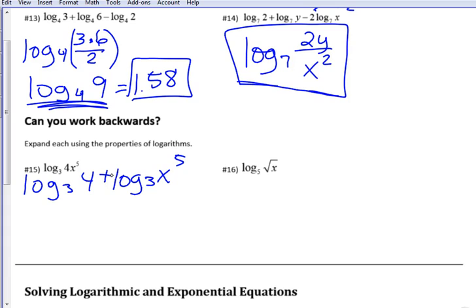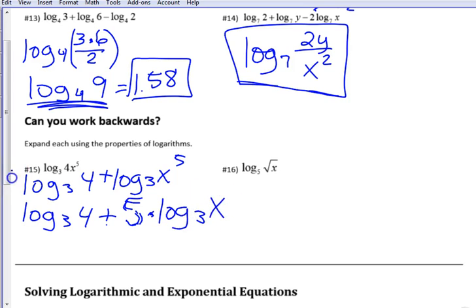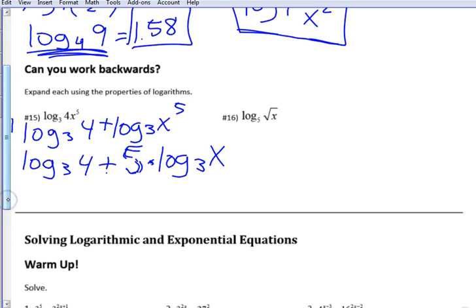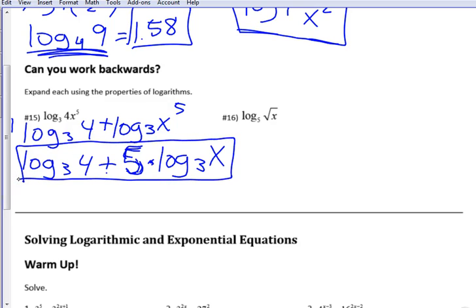All right, and then my last step, we'll do power property. My first log, log base 3 of 4, does not have anything else to do with it. That piece is done, so I'm going to leave that alone. I'm still going to add. My second piece is the one with the power. So I'm going to bring that power of 5 in front of just that log. So this is going to become 5 times log base 3 of x. So I've expanded it out. It is nice and long. There's nothing else I can do to separate pieces.